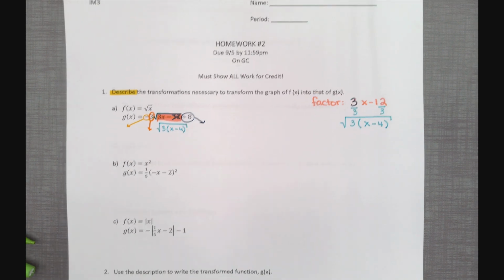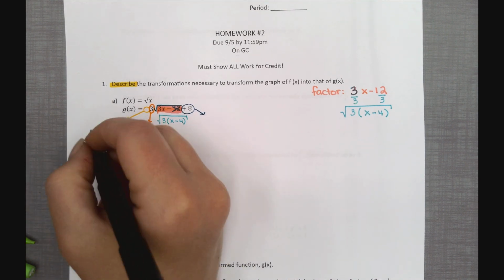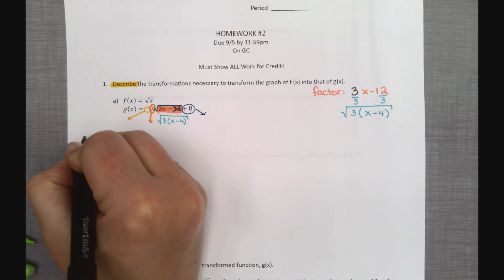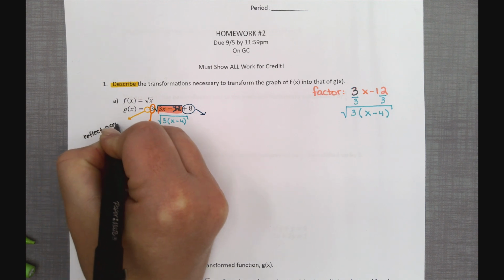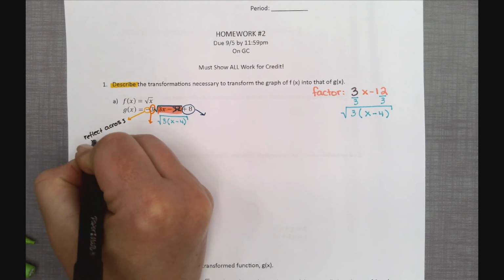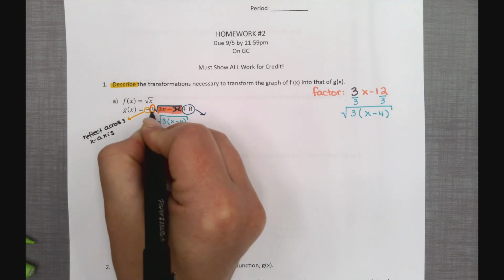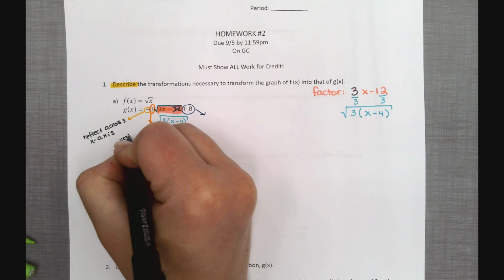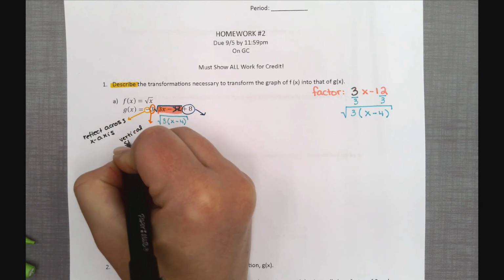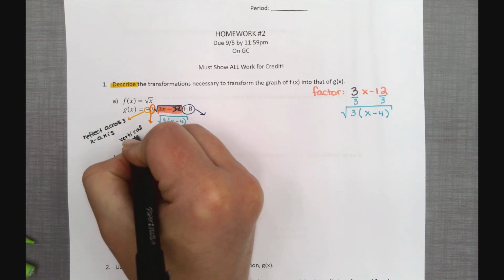Now, for the English portion of this is where you need to have your graphic organizer memorized. When you have a negative on the outside, just the negative on the outside of your function, this is a reflection across the x-axis. 3 is a multiplier. 3 is outside of the square root. 3 is a vertical stretch by a factor of 3.